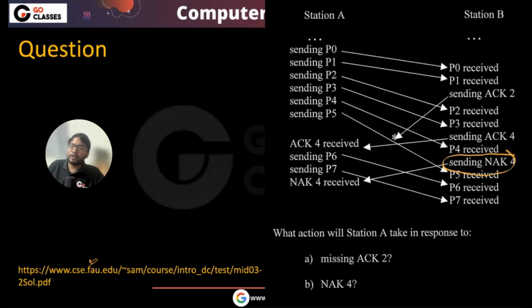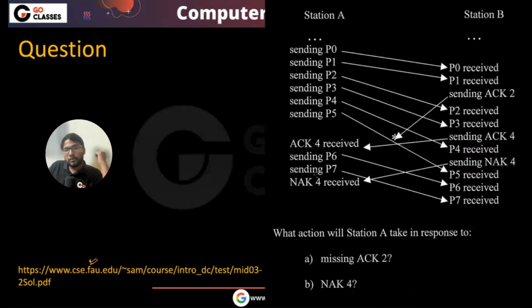See, the negative acknowledgement is always optional. If you want, you can directly discard it and let the sender handle it using timeout. But I can send the negative acknowledgement also, saying that, see, it was corrupted. Can you send it again? So it will receive the negative acknowledgement 4. Now, what will it do? What will the sender do after this?